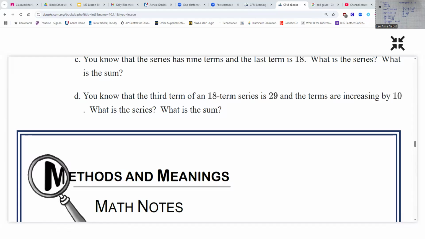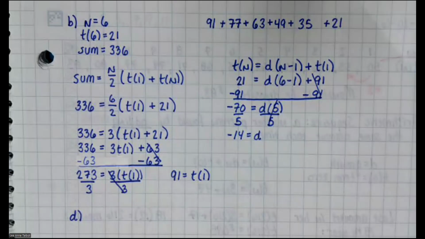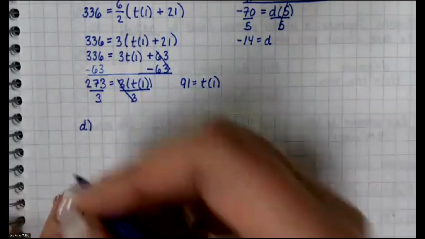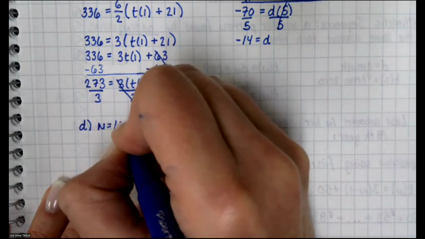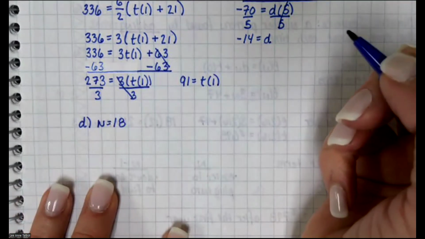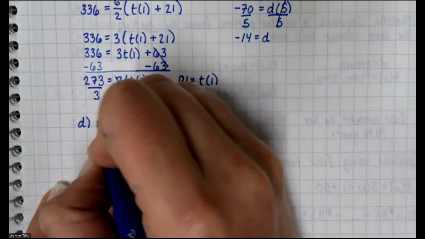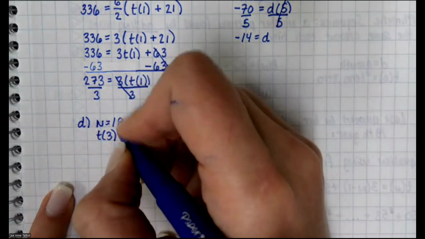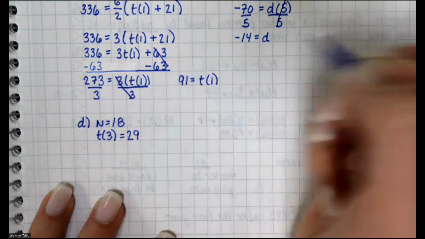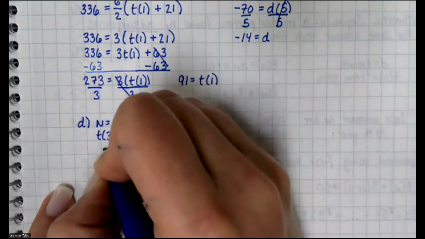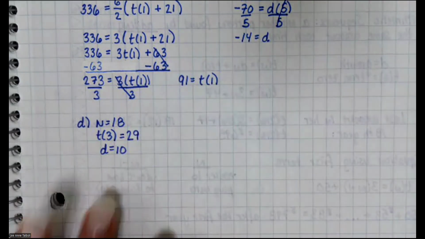D, you know that the third term of an 18-term series is 29, and the terms are increasing by 10. Okay, you know the third term of an 18-term series is 29. Okay, so there's a lot of stuff there. There's 18 terms. You know the third term is 29, and you know they're increasing by 10 each time.